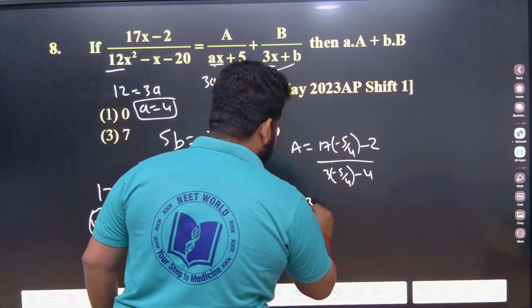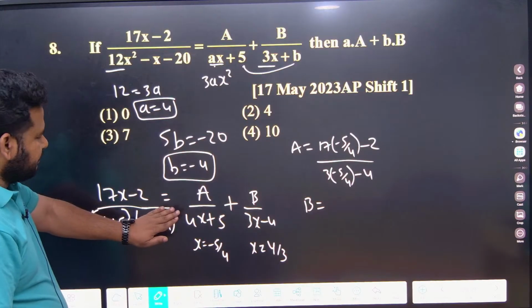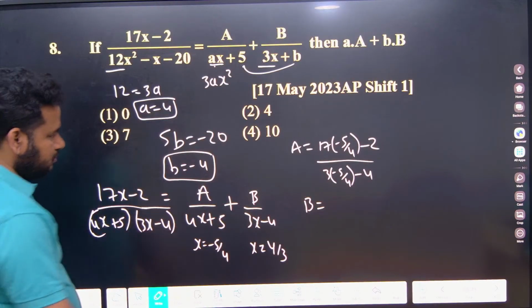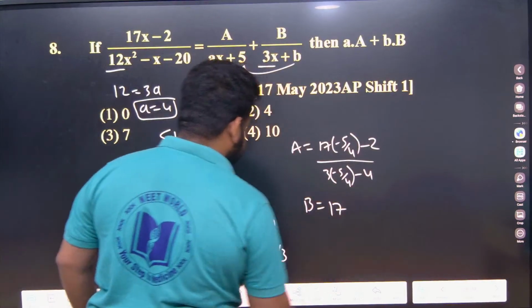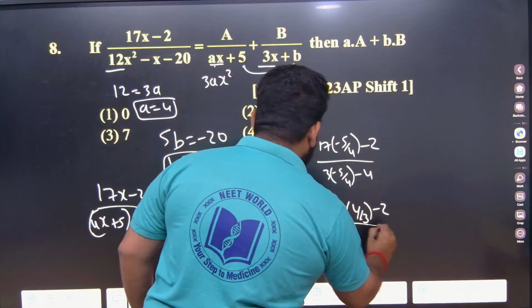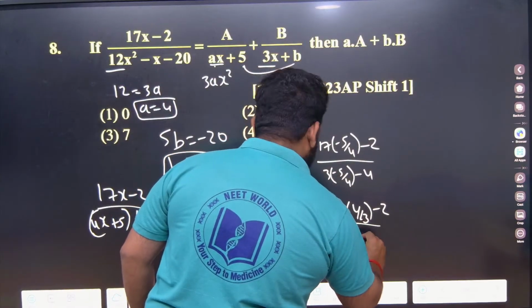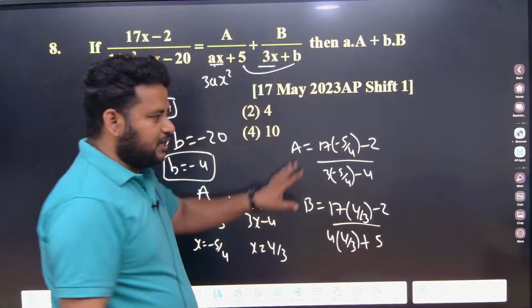What about the b value? What should I do? I should close this, and I should use this value. So, 17 into x value is what? X value is 4 by 3. 17 into 4 by 3 minus 2 divided by what is this? 4 into 4 by 3 plus 5. Okay. Now, let us find out these values.